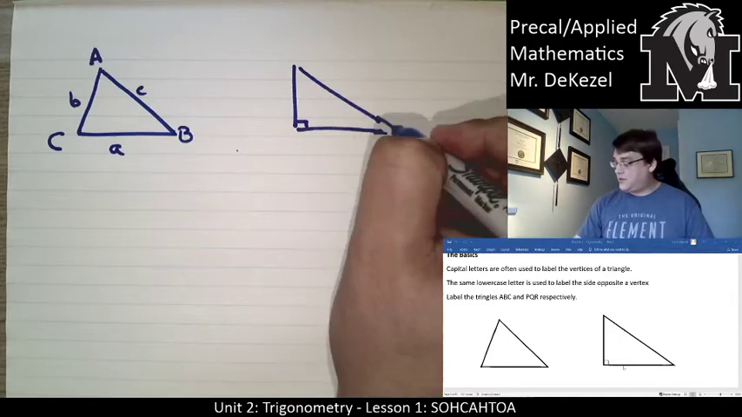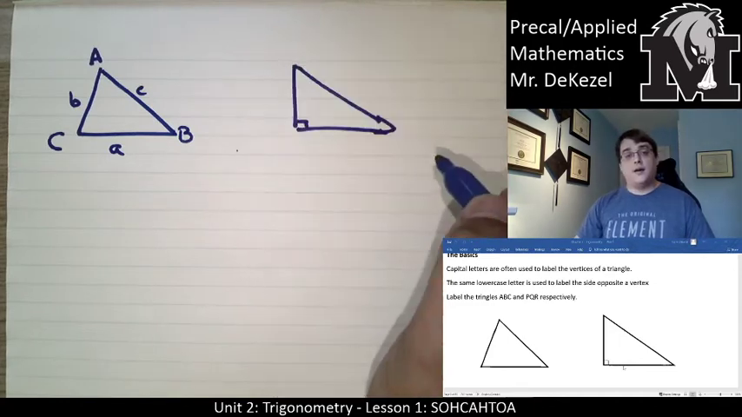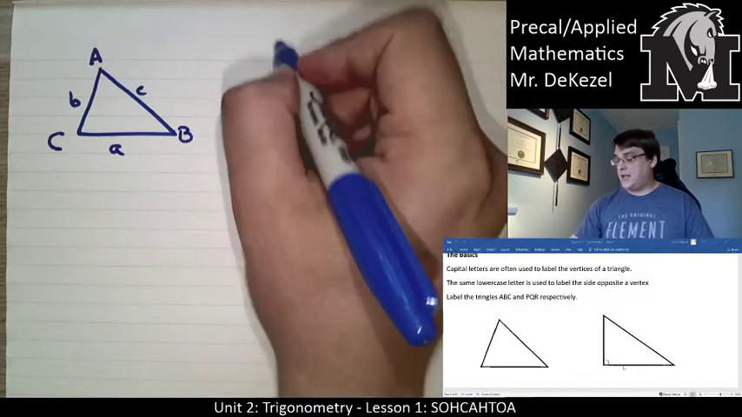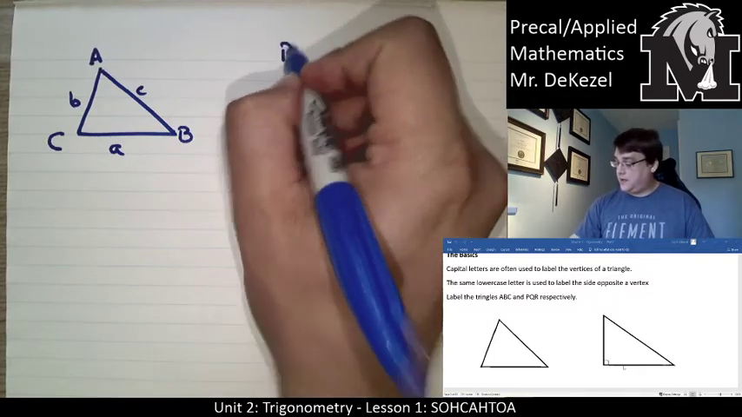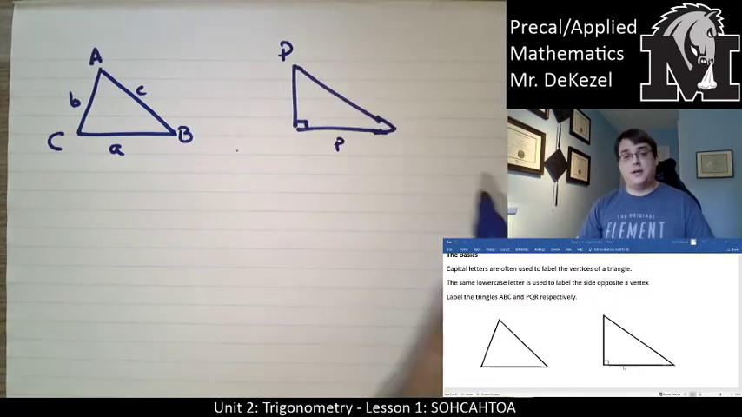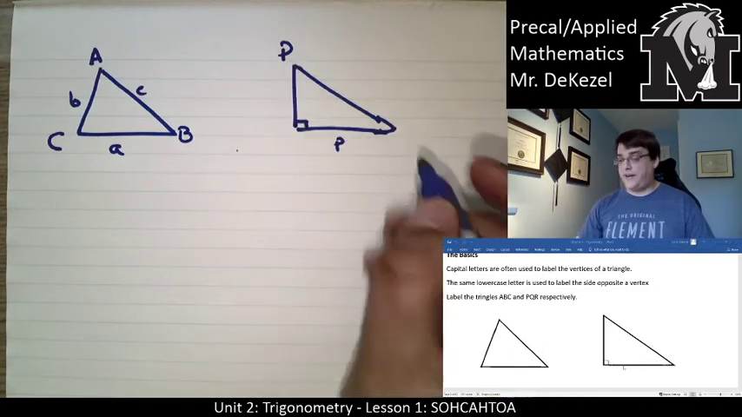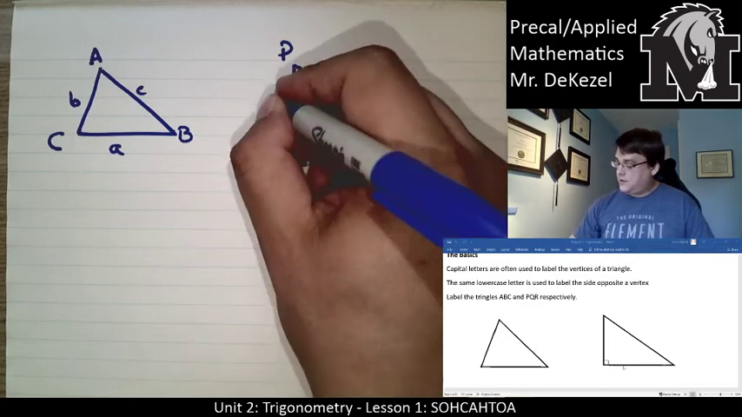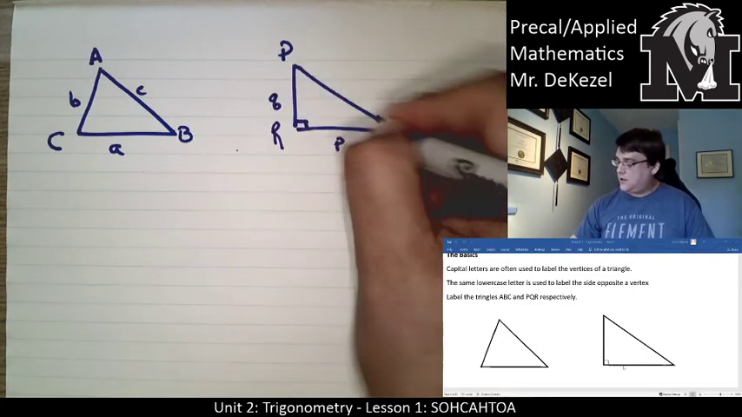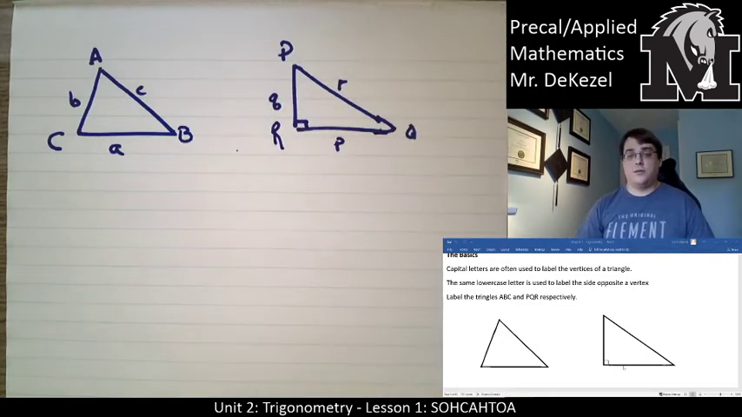So this is a right angle triangle, and we're going to label it with PQR. So if P goes up top, then a lowercase p has to go on the opposite side, the side that the corner is not made of. Q, this would be side Q. And then we have corner R, which would make this side R.